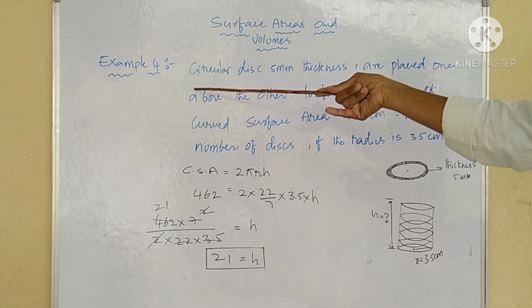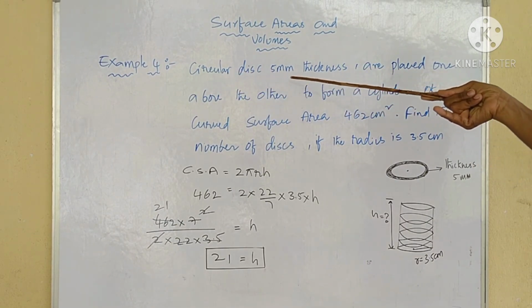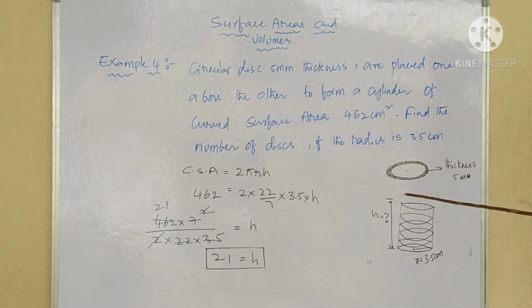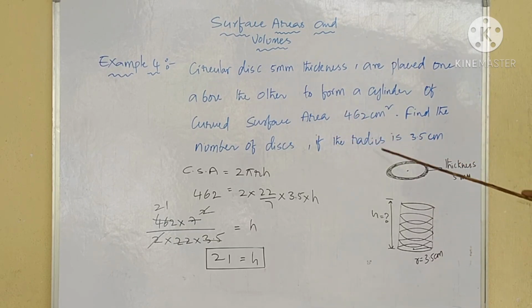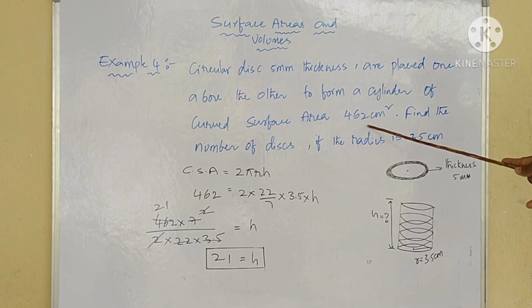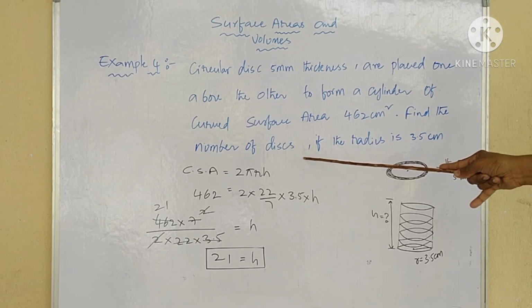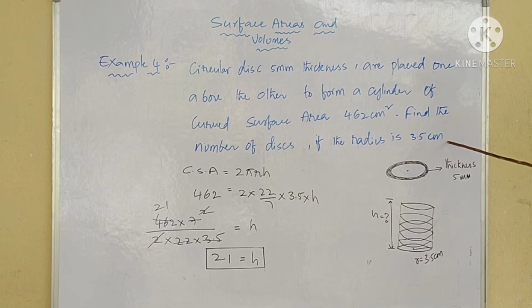So this is our fourth example. A circular disc of 5 mm thickness. Here this is a circular disc, so the thickness is 5 millimeters. Discs are placed one above the other to form a cylinder. The curved surface area of this cylinder is 462 centimeters square. So we have to find the number of discs if the radius is 3.5 centimeters.